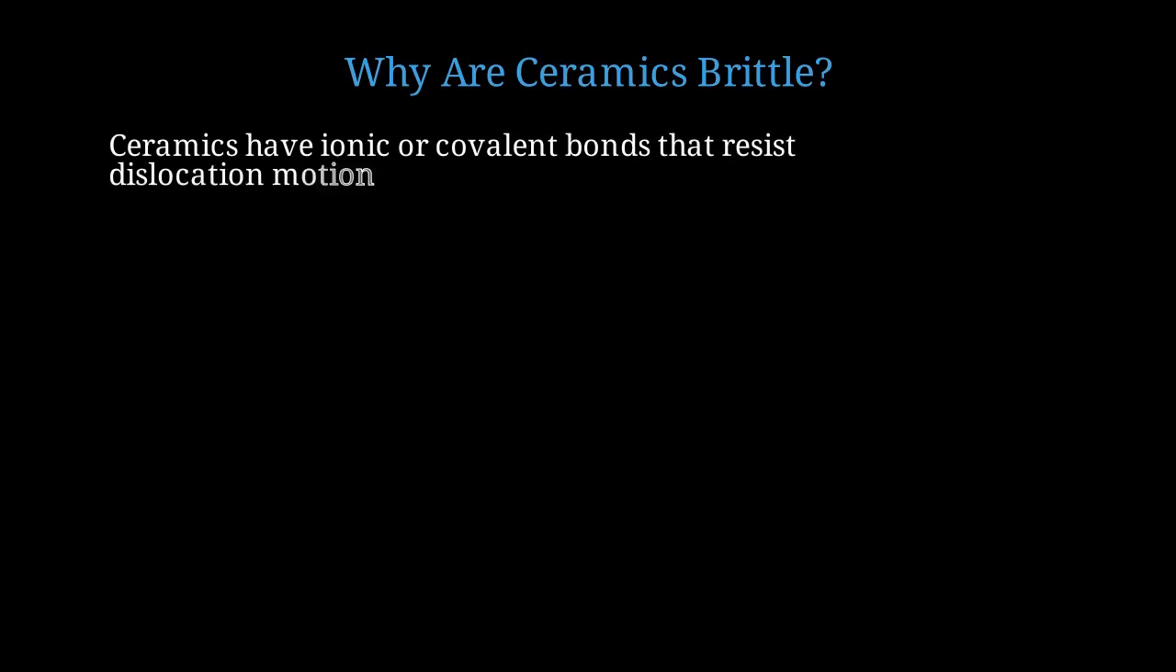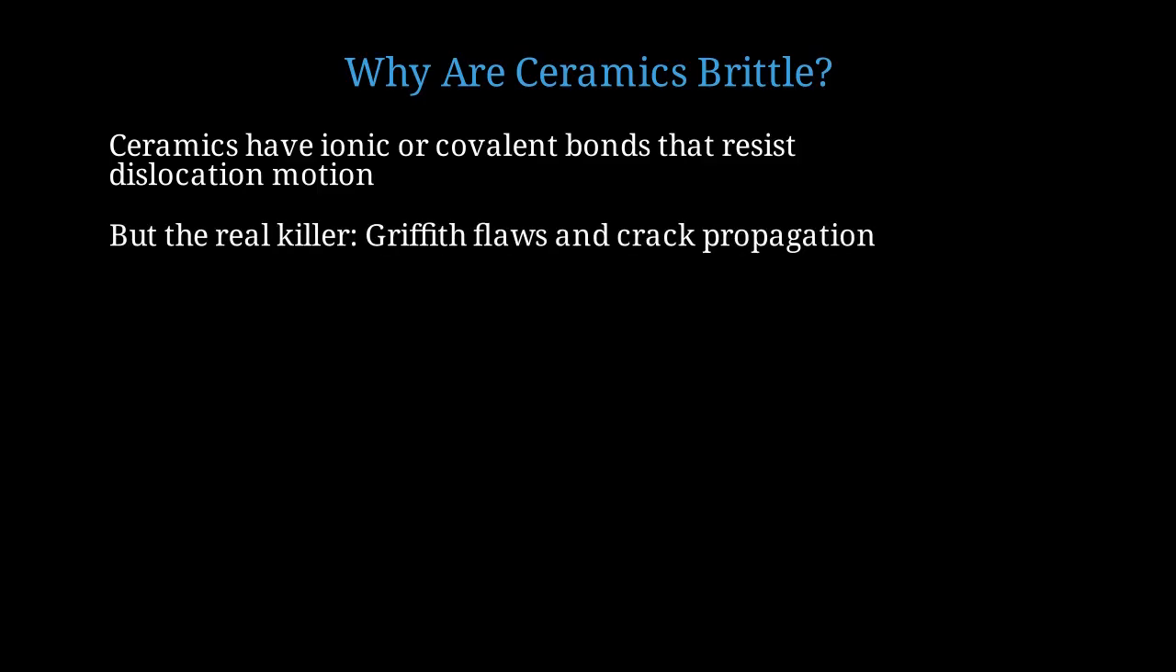Ceramics typically have ionic or covalent bonding. These bonds are strong but directional and not easy to rearrange. Unlike metals, where dislocations can glide easily, ceramic crystal structures resist dislocation movement. But here's the real killer. Every real material contains flaws. Small cracks, pores, impurities. These are called Griffith flaws after the scientist who first analyzed them.